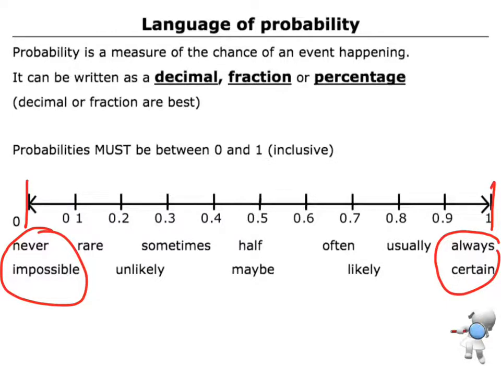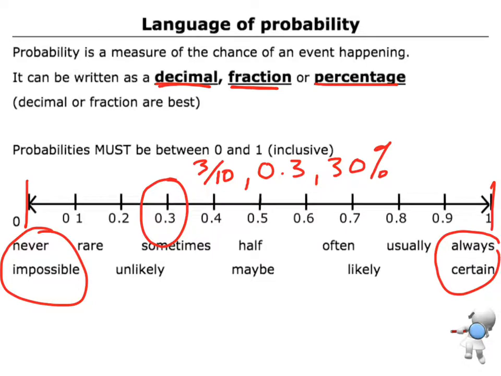Now, if I'm dealing with probabilities, I can write them either as decimals or as fractions or as percentages. So if I had a probability of, say, 0.3, I could write that as 3 over 10, or I could write that as 0.3, or I could write that as 30%. Any of those are acceptable.